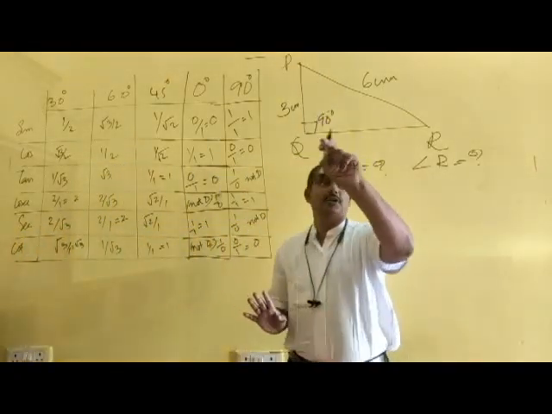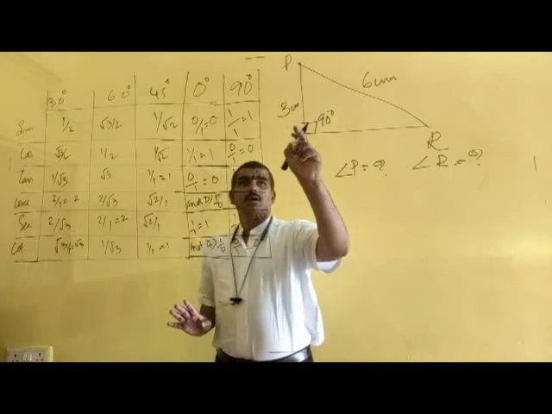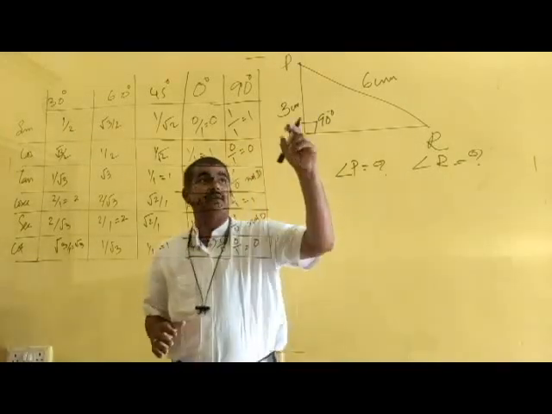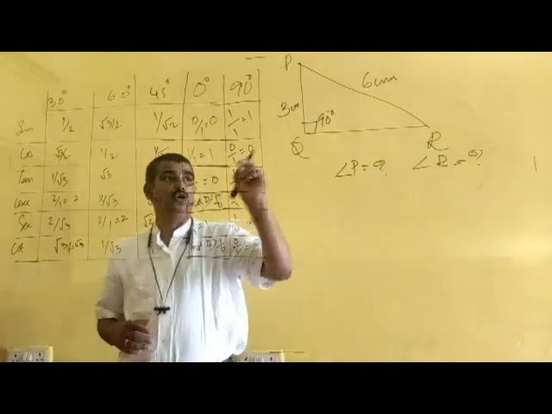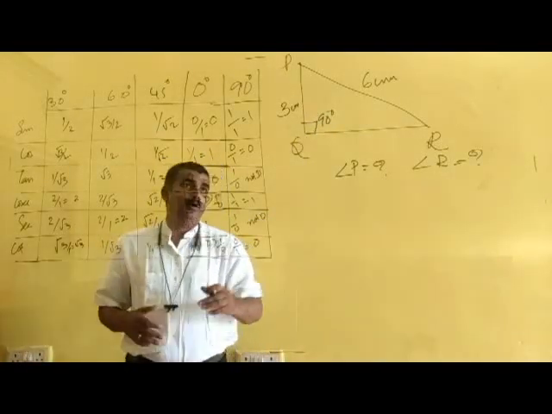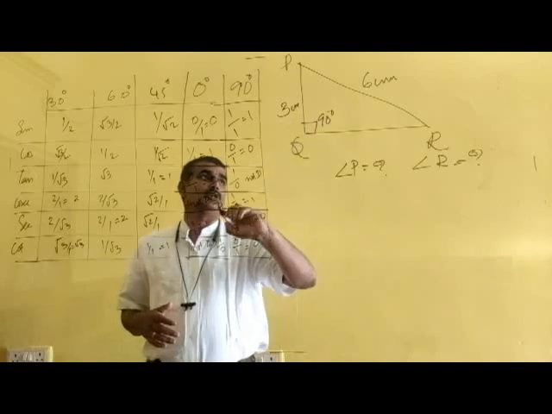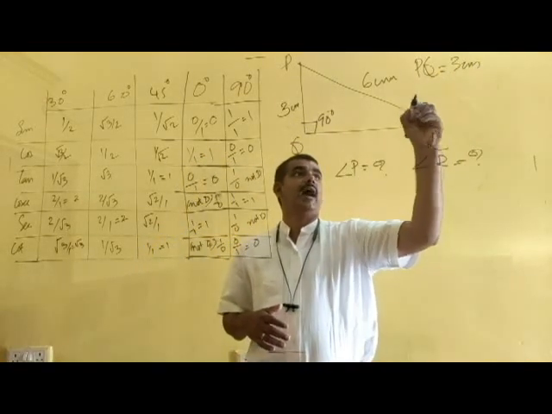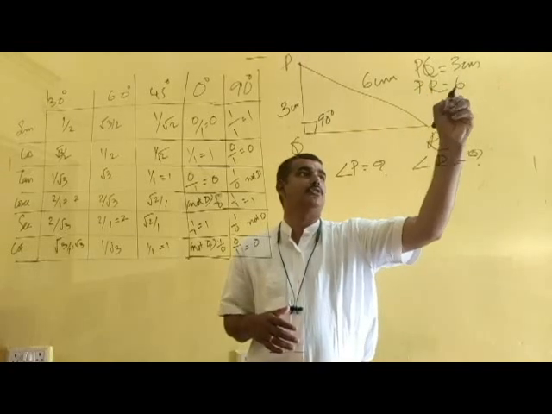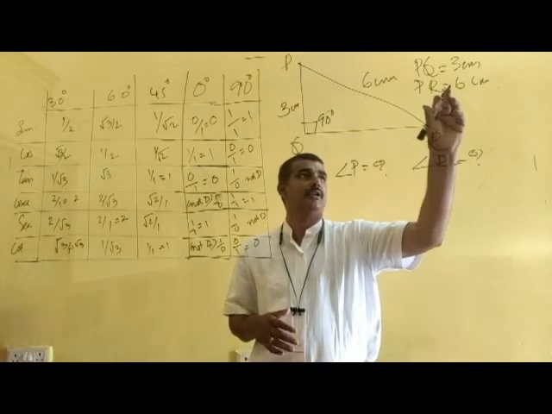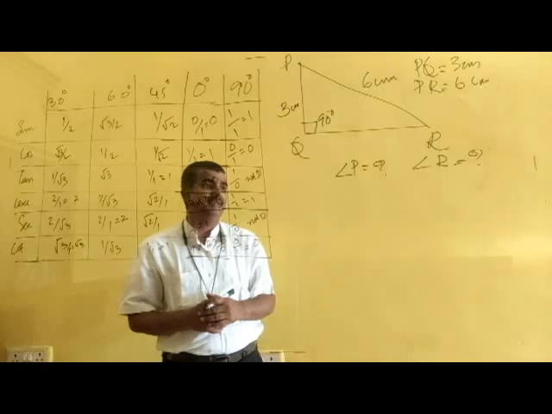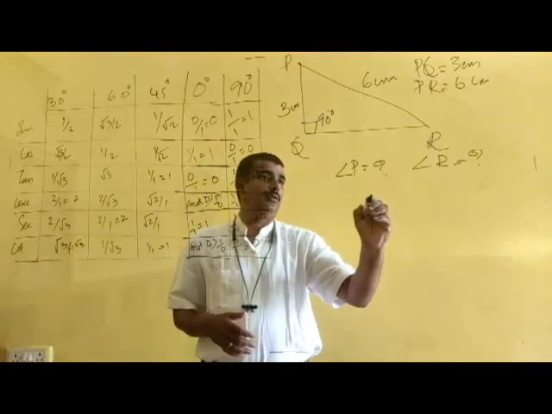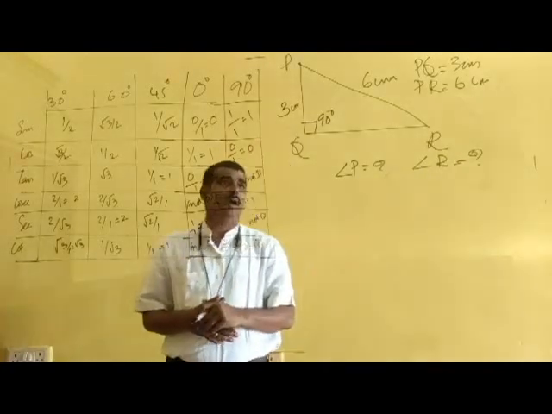In a triangle PQR, angle Q is 90 degrees, means this is a right angled triangle. Now it is given that PQ is equal to 3 centimeter and PR is equal to 6 centimeter, that is the hypotenuse. We have to find angle P and angle R.